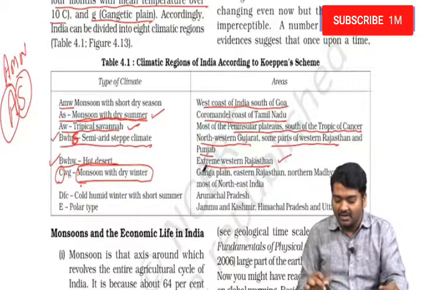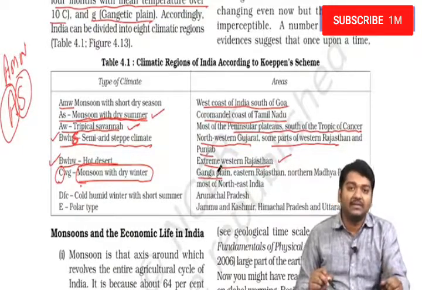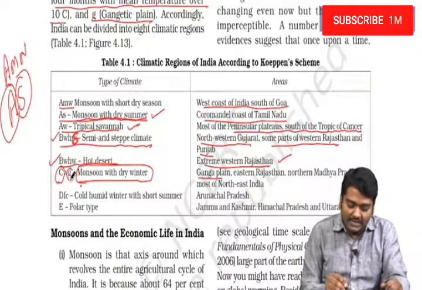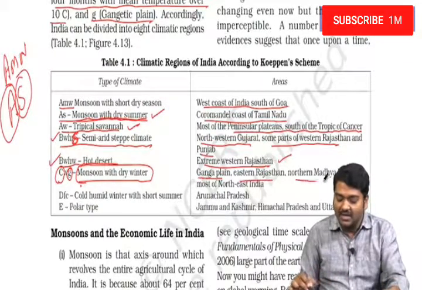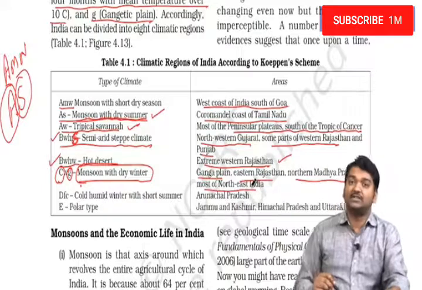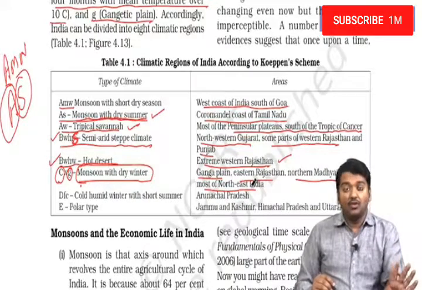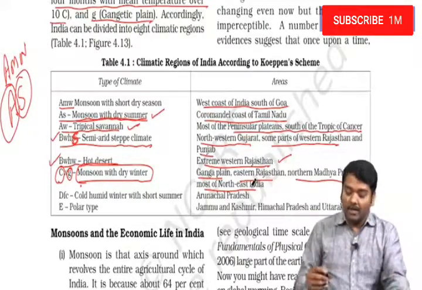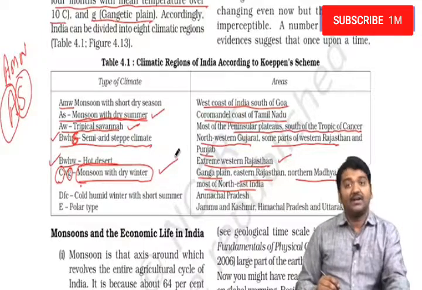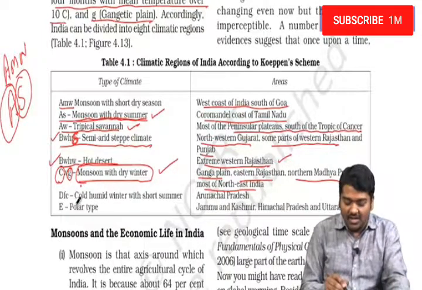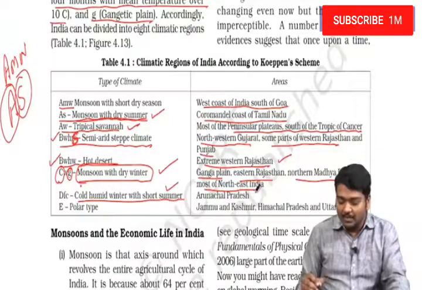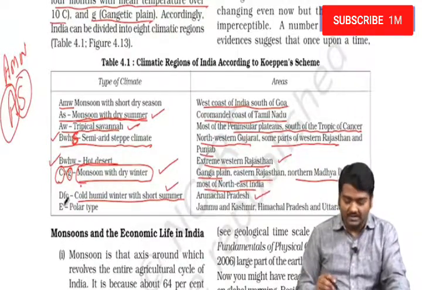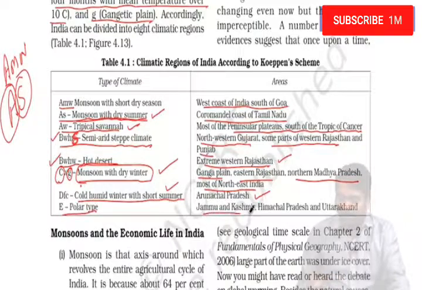Monsoon with dry winter. Ganga plain, when does it receive rainfall? And G, you know, stands for Gangetic plain, right? Ganga plain, eastern Rajasthan, northern Madhya Pradesh, most of northeast India. That is, you will receive monsoon rainfall, but you will also see dry winter throughout. DFC, cold humid winter with short summer. Arunachal Pradesh, where mountainous region is present. Polar, Jammu and Kashmir, Himachal Pradesh and Uttarakhand.